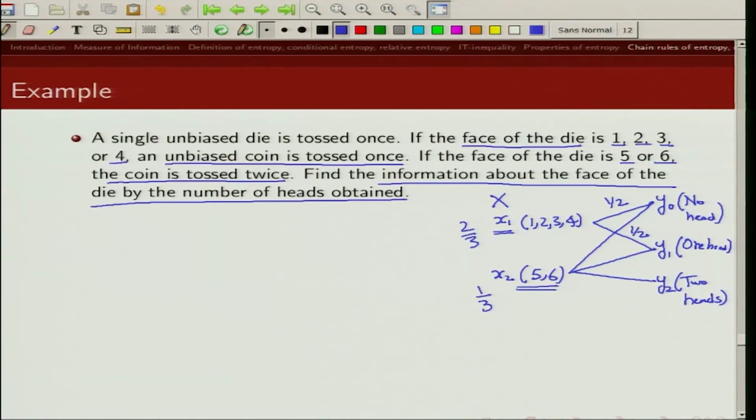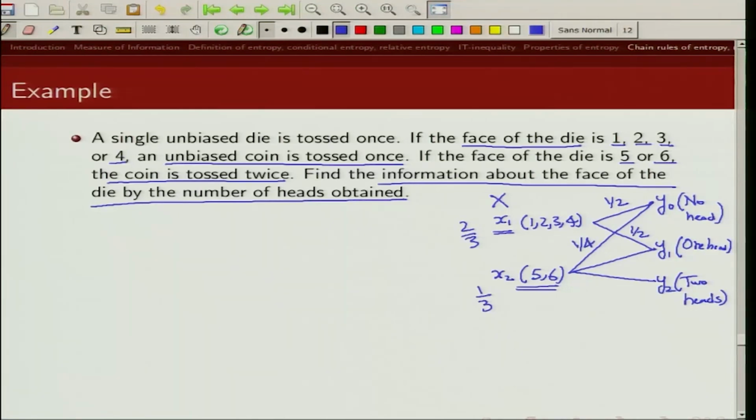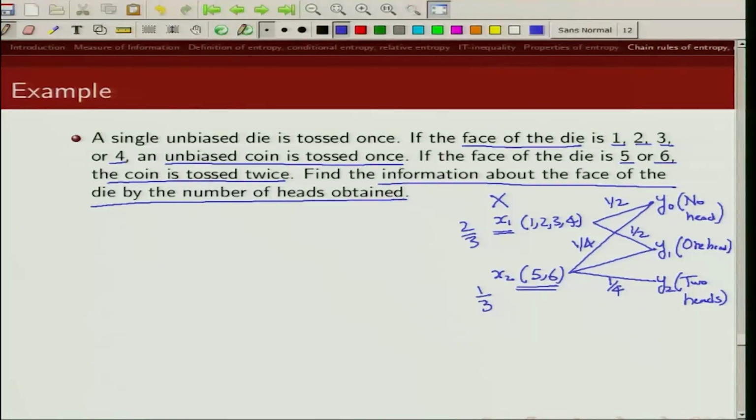Now if I get x2, which is the face of the dice being 5 or 6, then I am tossing the coin twice. So what is the probability of getting no head? That is half into half, so this will be 1 by 4. And what is the probability of getting two heads? I have to get head in the first toss as well as head in the second toss. So that probability is half into half, which is again 1 by 4. And what is the probability of getting one head? I can either get head in the first toss and tail in the second toss, or tail in the first toss and head in the second toss. So the probability of this and the probability of this add up to half.